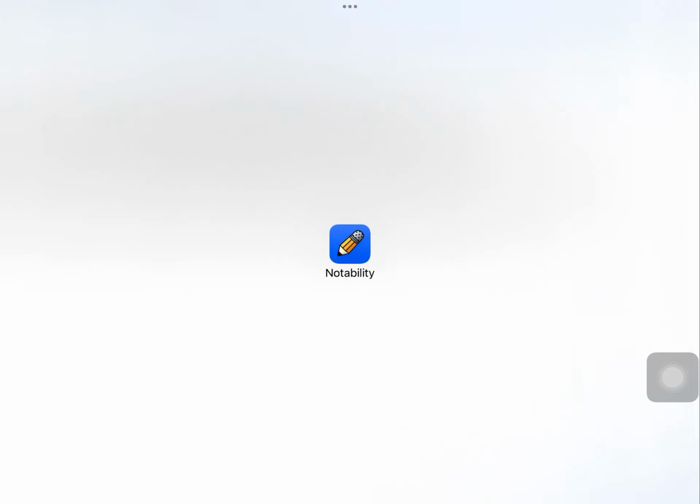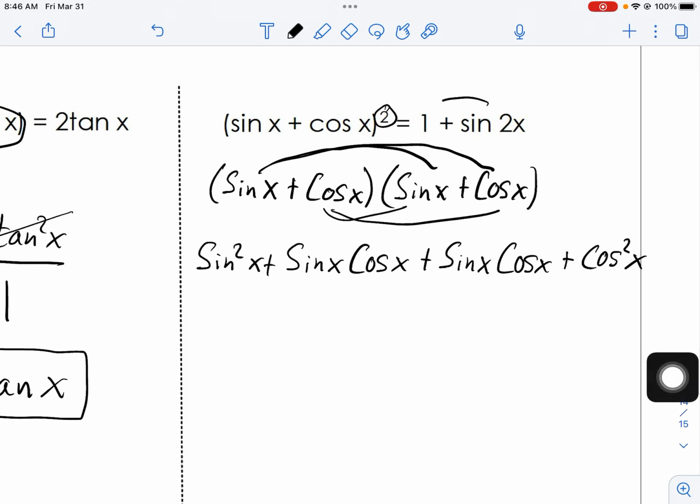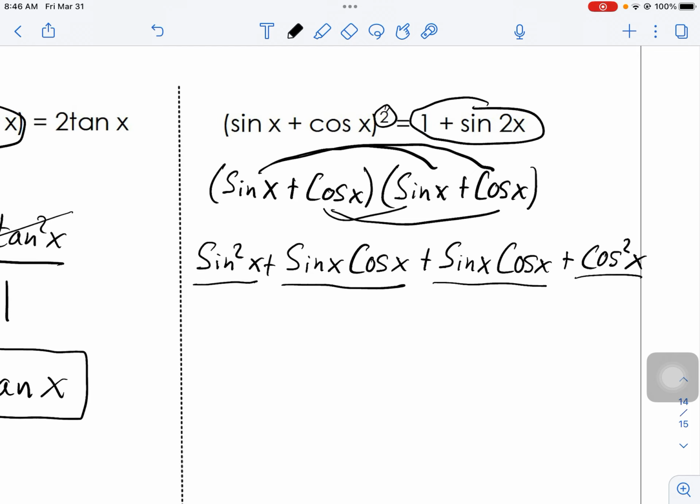I'm actually going to stop split screening for just a second here. Plus, and then the last one will be cosine squared. All right, now we have to recognize, well, how do I turn this into a 1 plus sine of 2x? We do have some like terms. These middle terms are going to combine since they're the same thing. And then what I'm going to do is I'm going to move the sine squared and the cosine squared together. So if I put sine squared of x plus cosine squared of x, and then I actually add these two terms here, I get 2 sine x cosine x.